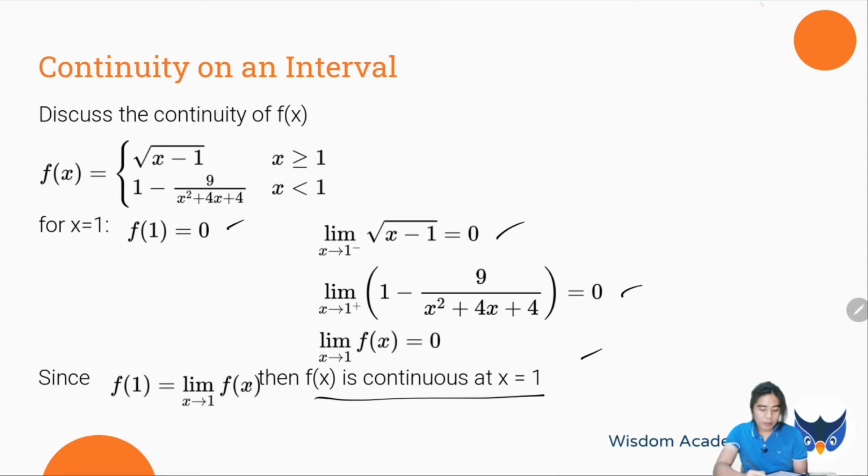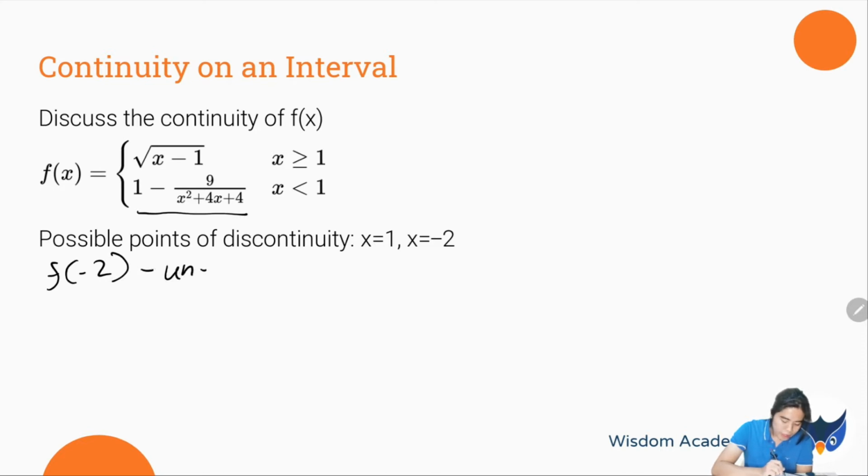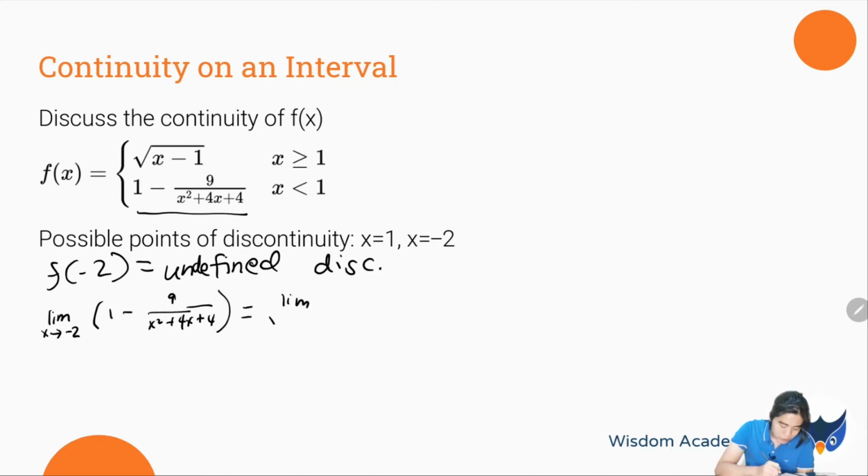So, now, checking for the continuity at x equals to negative 2. Since negative 2 ay maglalay lang dito, so ito lang yung gagamitin natin. So, f of negative 2, alam natin na undefined siya. So, alam na natin na discontinuous siya. Pero anong type of discontinuity? So, first, let us find its limit as x approaches negative 2. By factoring, alam natin na equal to sa 1 minus 9 over (x plus 2) squared.